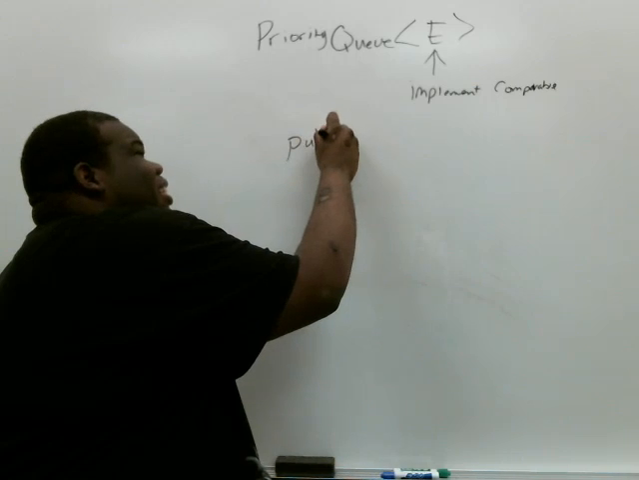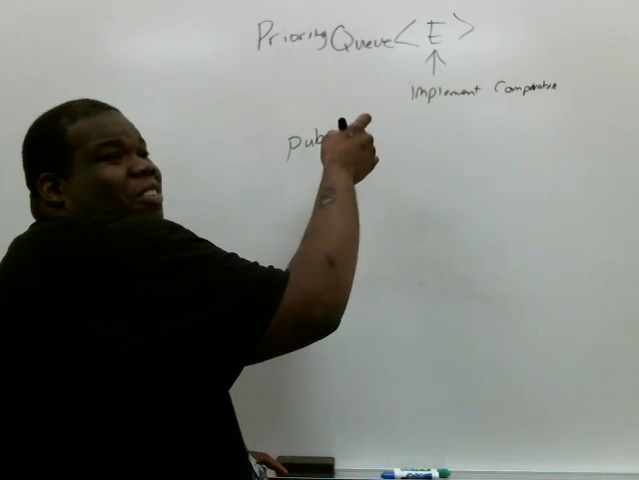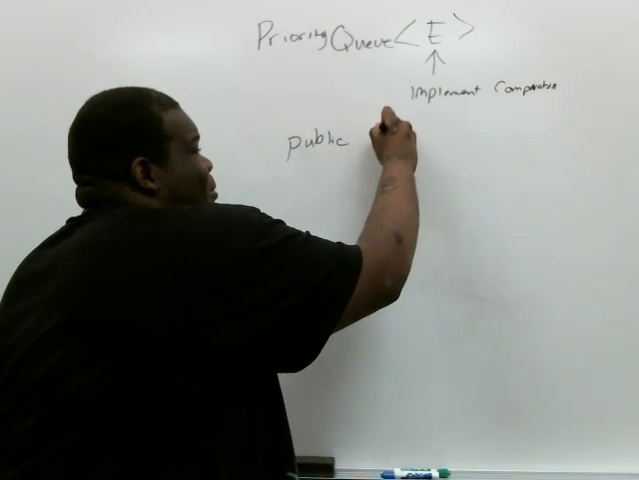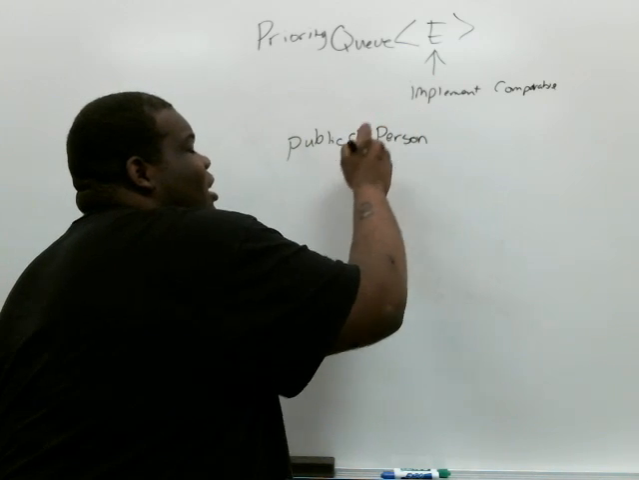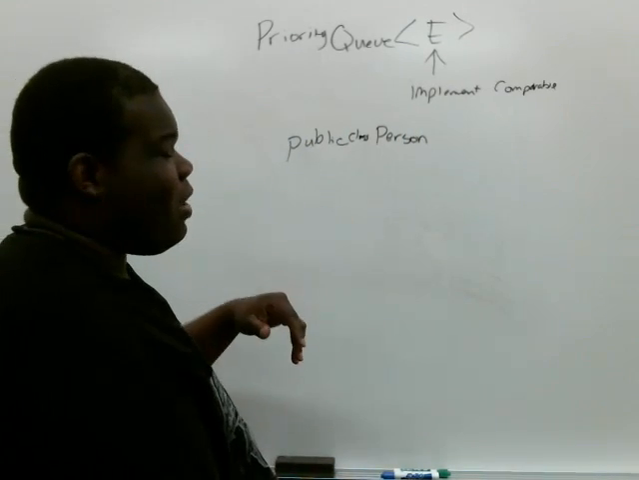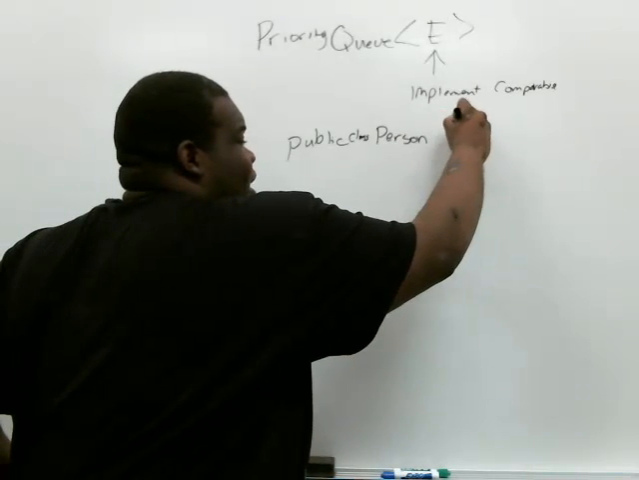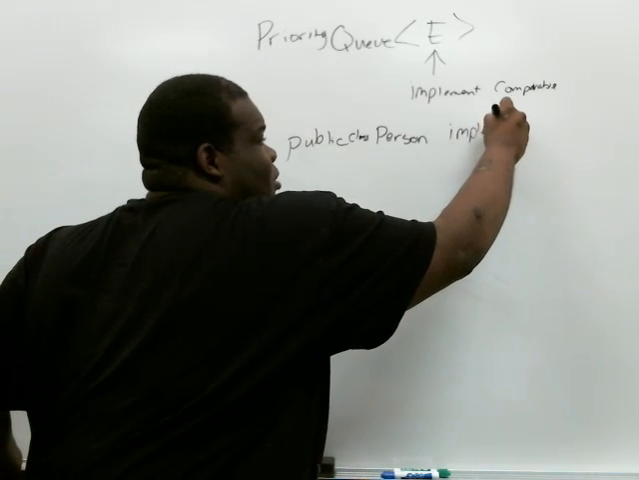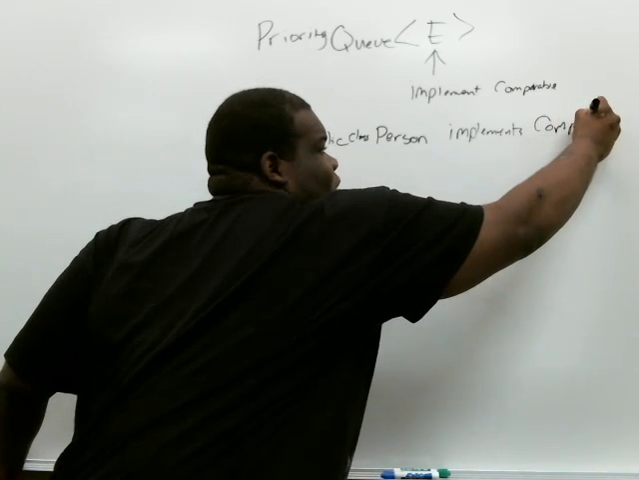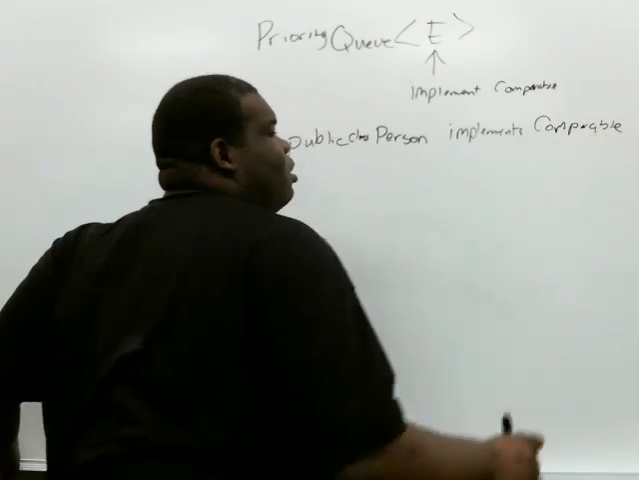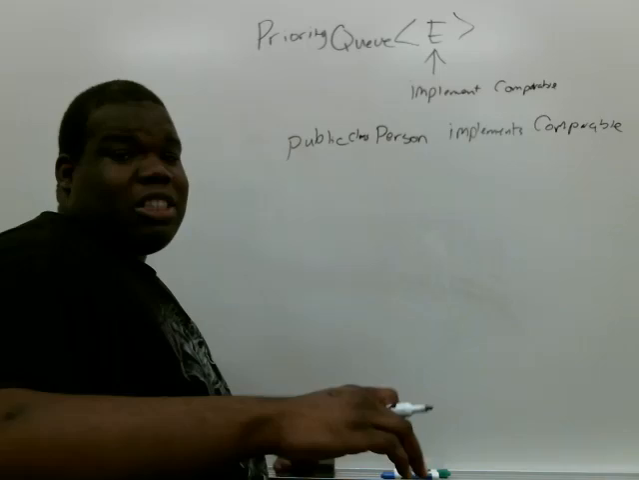So let's do the Person class from the very first time I did this. Public class Person. And now to implement an interface, all you have to do is, when you declare the class, say implements Comparable. Comparable is also generic.